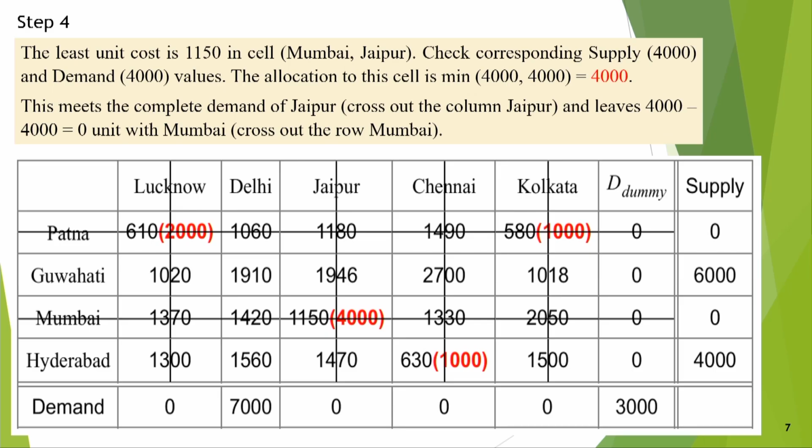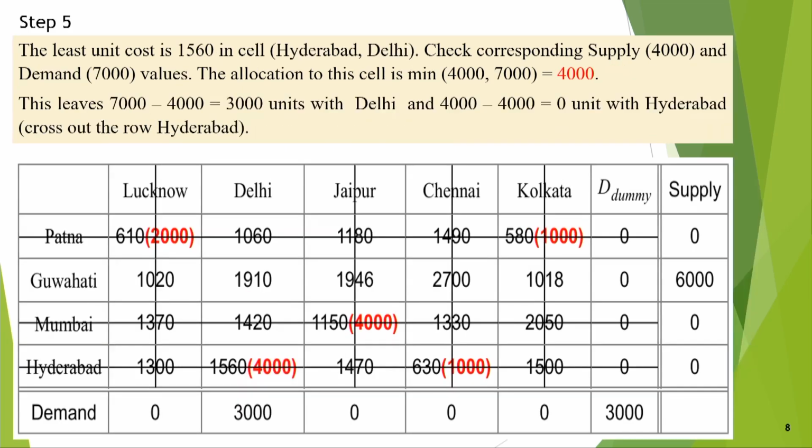Now, in the remaining unfilled cells, we have 1910 and 1560. So we can give to 1560, Hyderabad, this is the lowest. Here I can give 4000, although Delhi has a demand of 7000, because Hyderabad can supply only 4000. So if we give 4000 in the Hyderabad row, this will become 0. Okay. So we give that 4000 here, 1560, 4000.